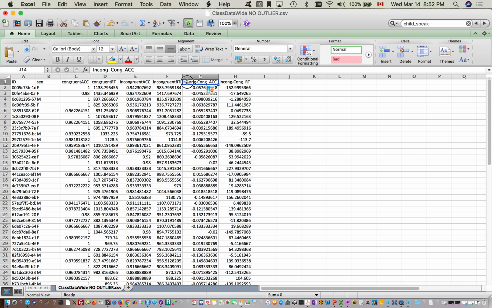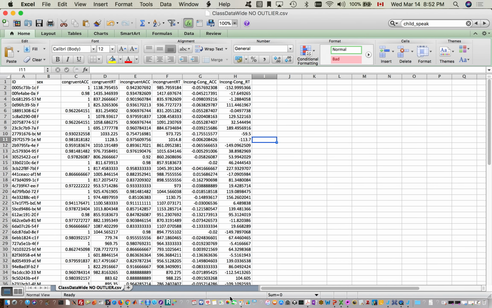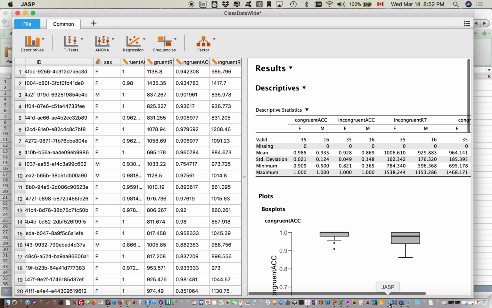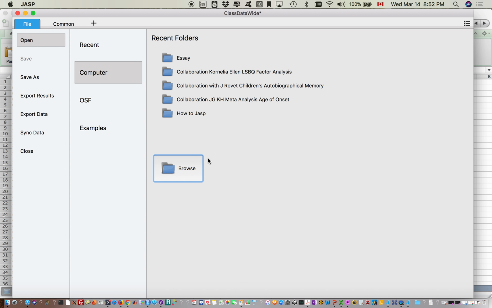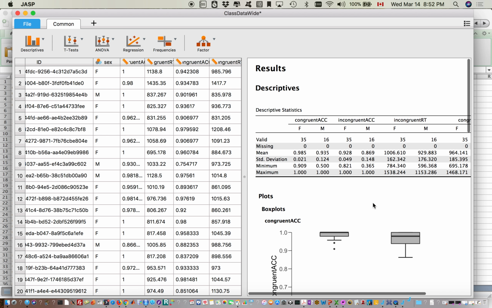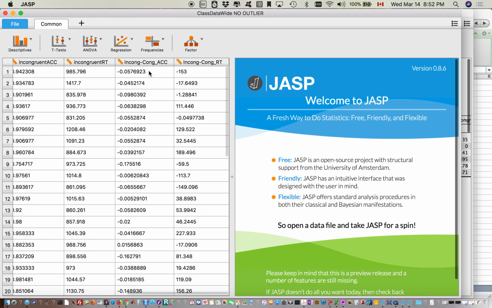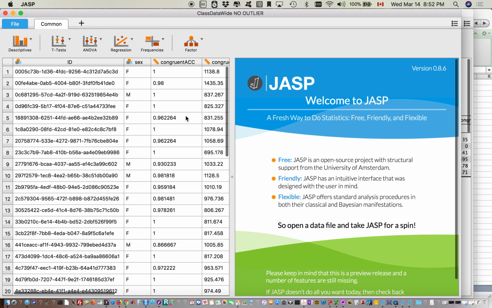Okay, so now that we've calculated these two different scores, we can save this again and open it back up in JASP. So let's go to JASP, and we're going to open it again. Computer, browse, and we're going to open it. Now, when we open it this time, you should notice that we have our two extra columns, the difference score here and the difference score here.